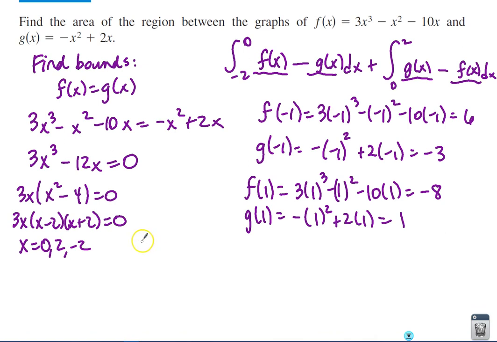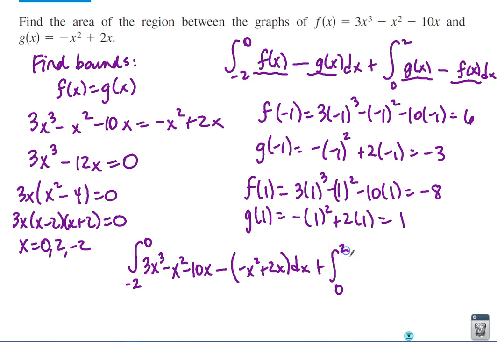So now I've got the integral from negative 2 to 0 of f of x, which is 3x cubed minus x squared minus 10x, minus g of x, which is negative x squared plus 2x dx, plus the integral from 0 to 2. Now I want to swap the 2. Now I have the integral of g of x, so negative x squared plus 2x minus f of x, which is 3x cubed minus x squared minus 10x dx.